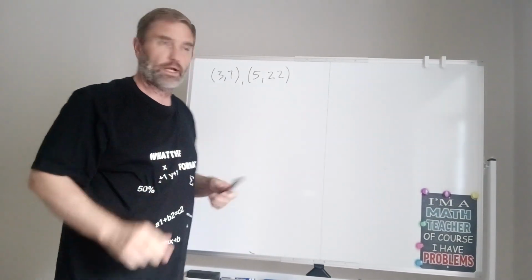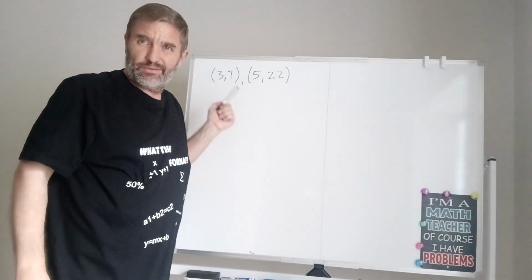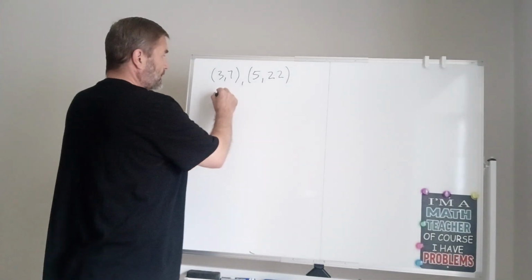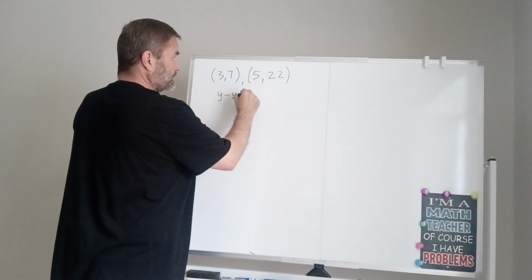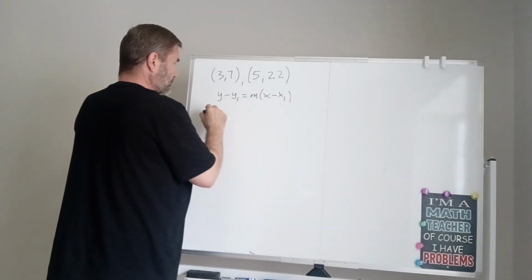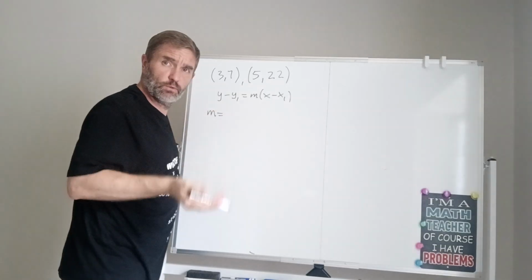Today we're going to go over how to go from 2 points to the equation of a line in point slope form. Recall the point slope form is y minus y1 equals m times x minus x1. We're going to do the same thing we did with slope intercept form.